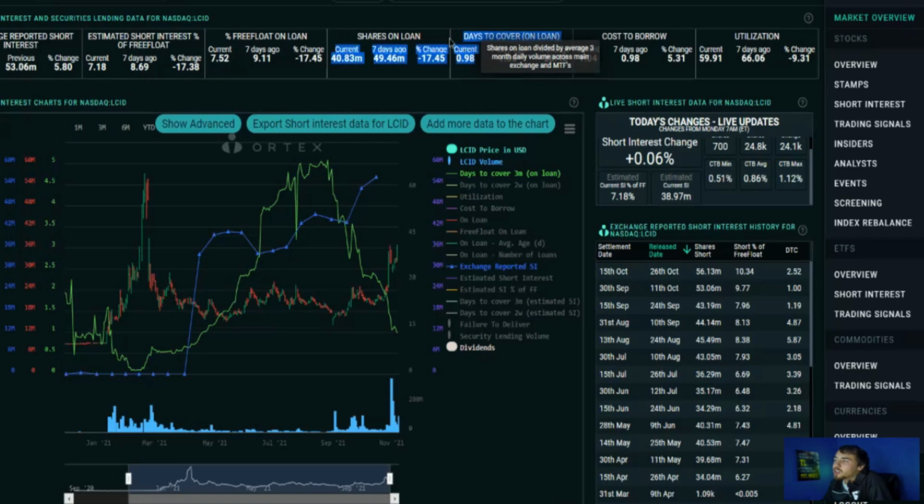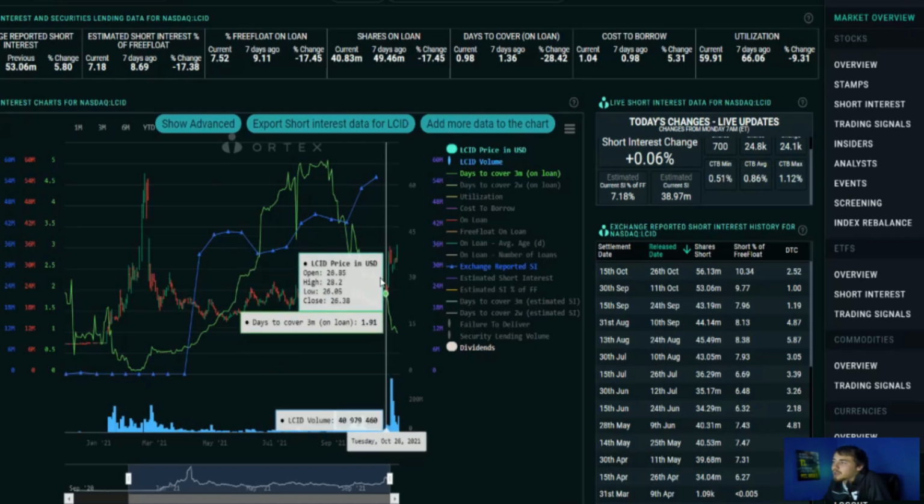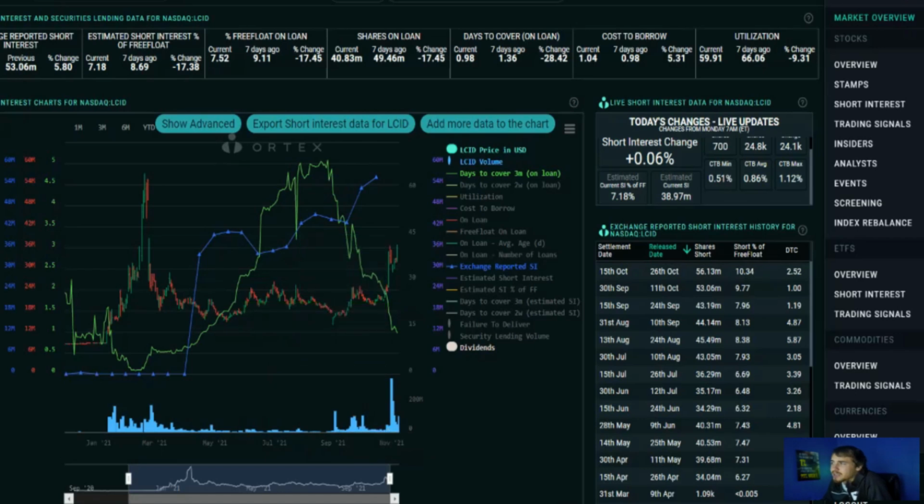But at this point, shorts are significantly underwater. A lot of these short positions came in at about $25 per share. So I think we're going to continue to see a boost just based off of shorts covering their short positions. Now the free float on loan is 7.52%, pretty close to the current short interest per estimates of free float, which, like I said, is 7.18%. So not too many shares are still out on loan that have not been sold short yet.